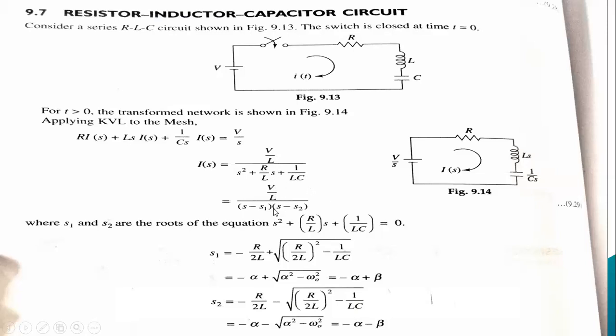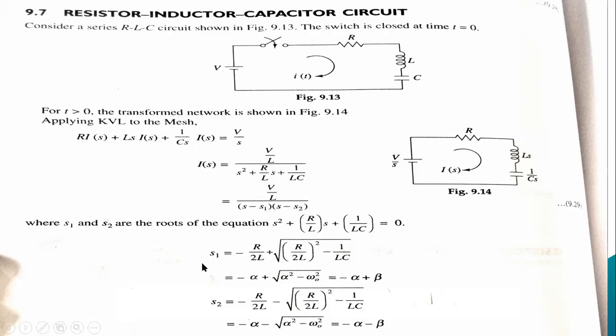By taking the V by L, so what will happen? Since the quadratic has S square, S and a constant term, you can segregate two factors here, so you need to take S1 and S2: S minus S1 in one bracket and S minus S2 in the other bracket. So what are S1 and S2? Whenever you have a quadratic equation, these two are nothing but the roots of the equation, which you have already done in maths. So S square plus R by L of S plus 1 by LC equals 0, while you simplify such an equation.